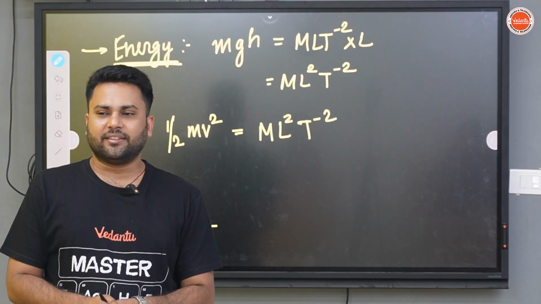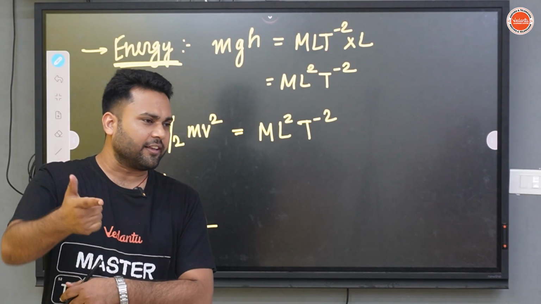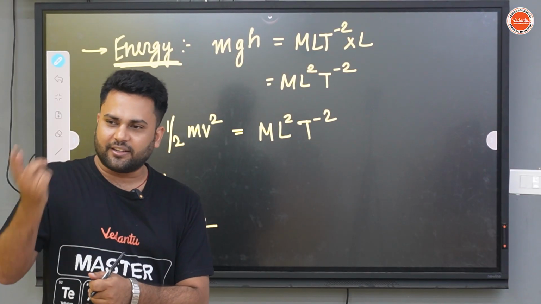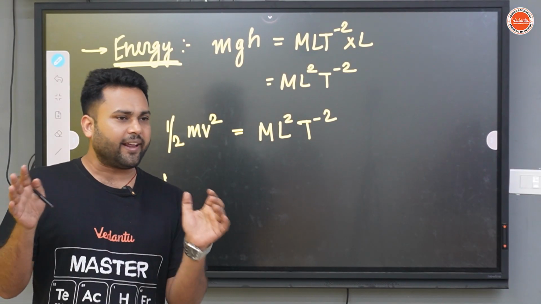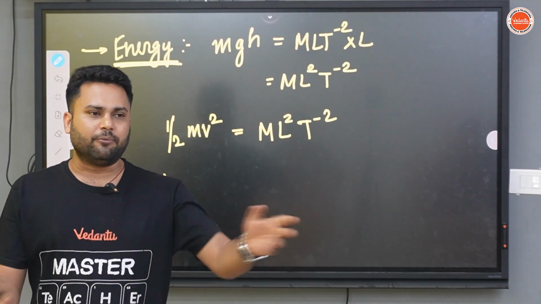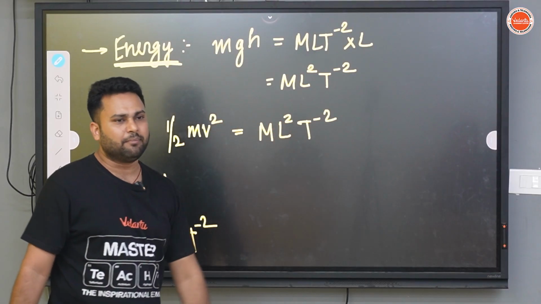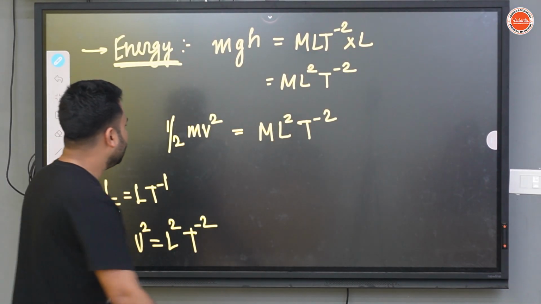And one more thing, if the quantities have the same unit, like work, if they ask what is the dimension of work, you know that the SI unit of work is Joule, and the SI unit of energy is also Joule. So if they have the same unit, definitely they will have the same dimension. So if someone asks the dimension of work, you can write ML square T minus 2.